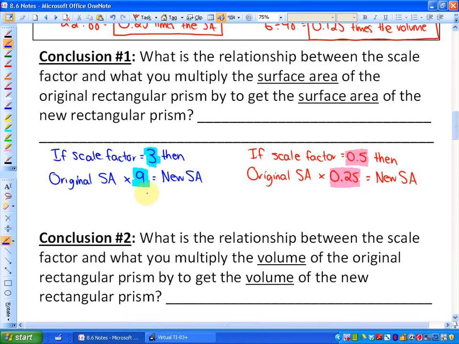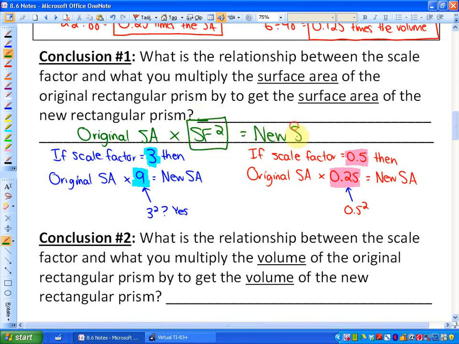And what we learned in 8.4 is that the relationship between the scale factor and area is that it's squared. Now, is surface area the same as area in that sense? So in other words, this is 3 squared. So the answer to that is yes. Or in other words, this is 0.5 squared. So the relationship, if I would like to write out a formula, which may be useful, is that the original surface area times the scale factor squared is equal to the new surface area. That's the relationship.